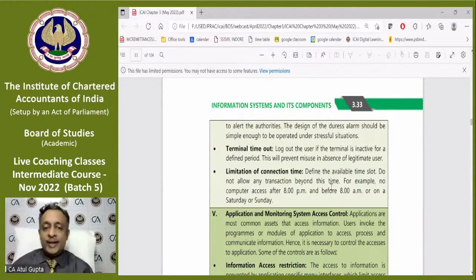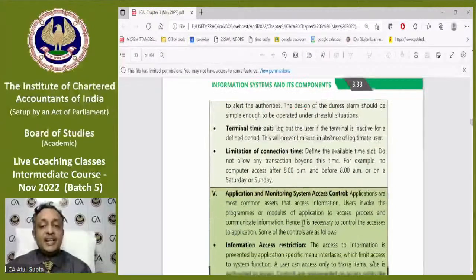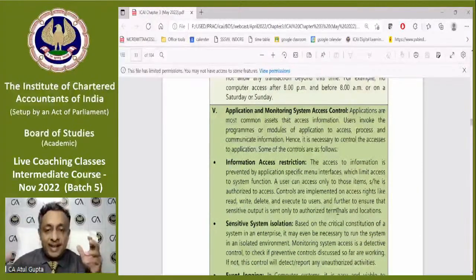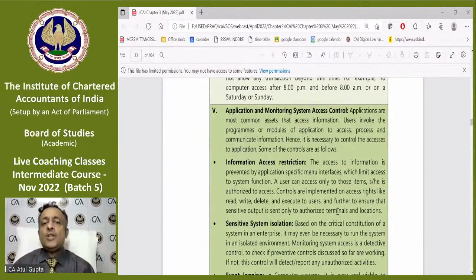Good. Okay. Next is application and monitoring of system access controls. Now, we have already talked about the lot of applications we are all using. Applications are the most common assets that access information. Users invoke the programs or modules of an application to access, process, and communicate information. Hence, it is necessary to control the access to applications. Some of the controls are as follows.